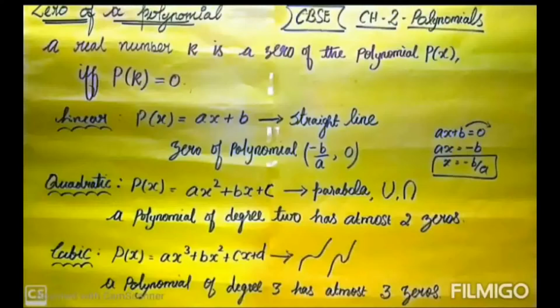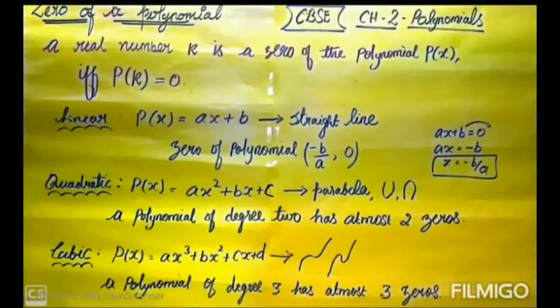Here it is a straight line, which means if you draw a diagram in a coordinate plane, you should get a straight line for a linear equation. For a linear equation, we have only one zero. That is what I have mentioned here: the zero of the polynomial is (minus b by a, 0).